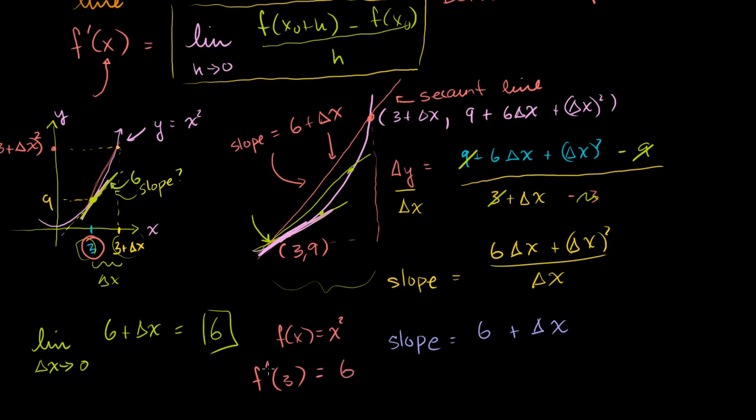I only evaluated it at the point 3 right there. I haven't yet come up with a general formula for the slope of this line at any point, and I'm going to do that in the next video.